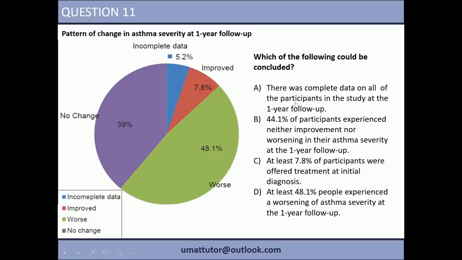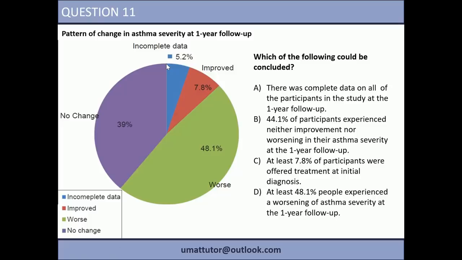With option B, the reason why it may be tempting is because it's basically saying that participants didn't improve or worsen. So the temptation is to just cut out the improved group here, the red group, and the green one here for the worsening group, and just look at the remaining part of the pie chart, which together would be about 44.1 or 44.2%. The reason why option B is wrong is because this incomplete data group is not the same as no change.